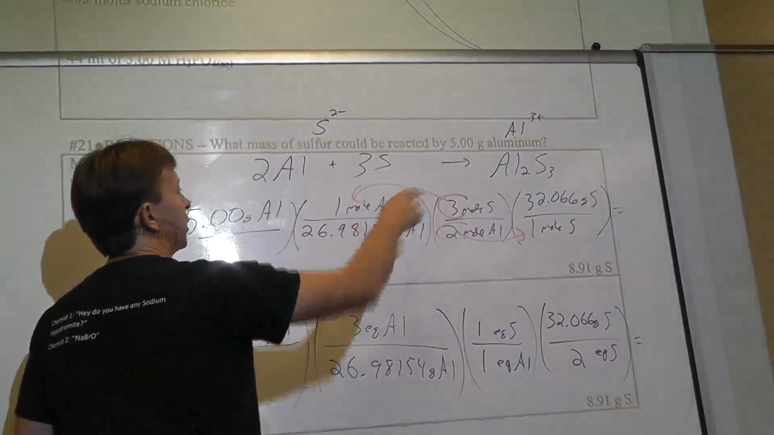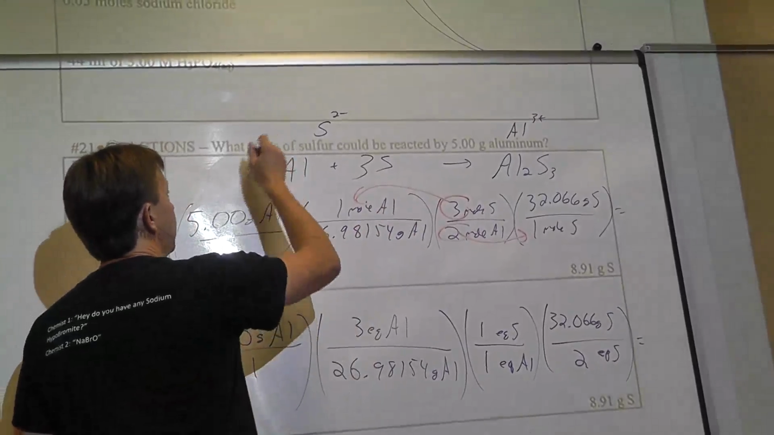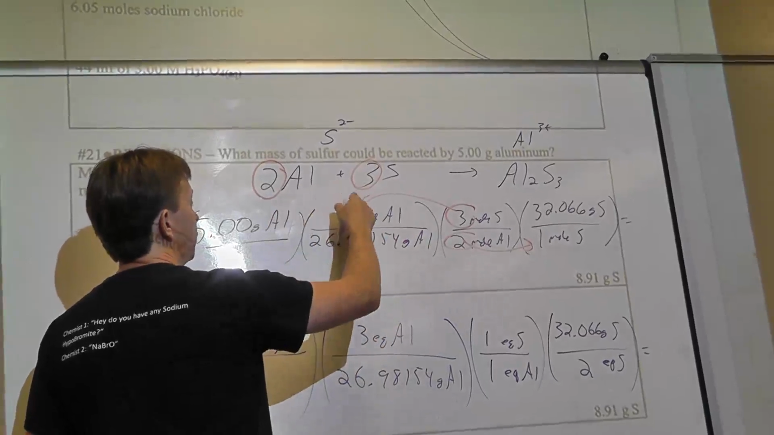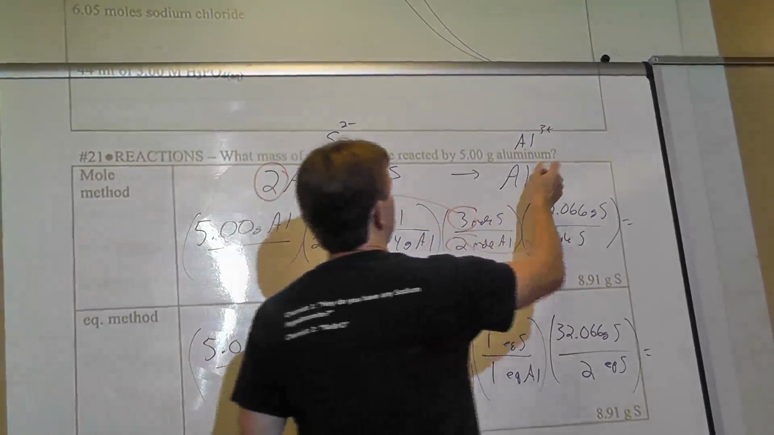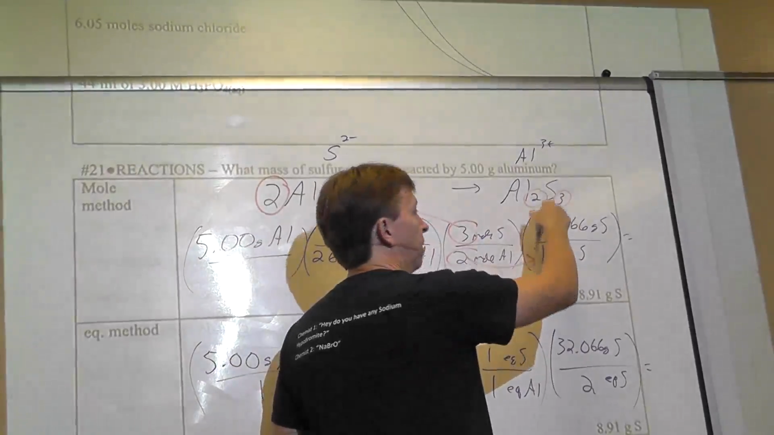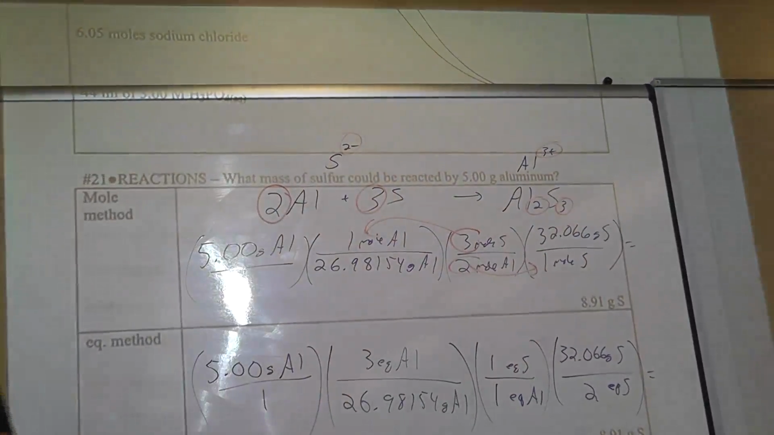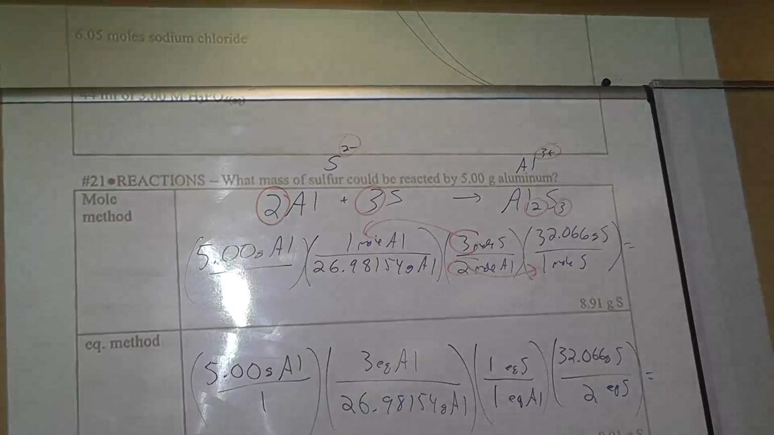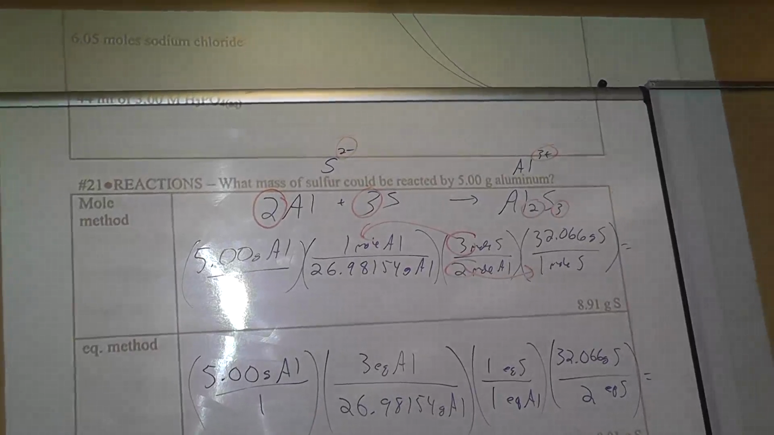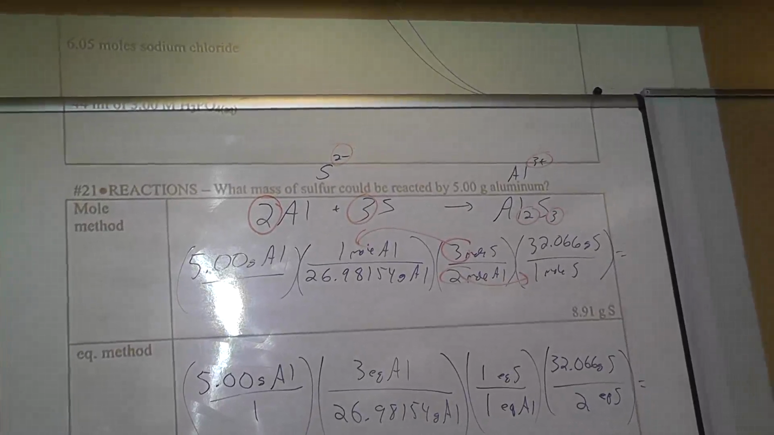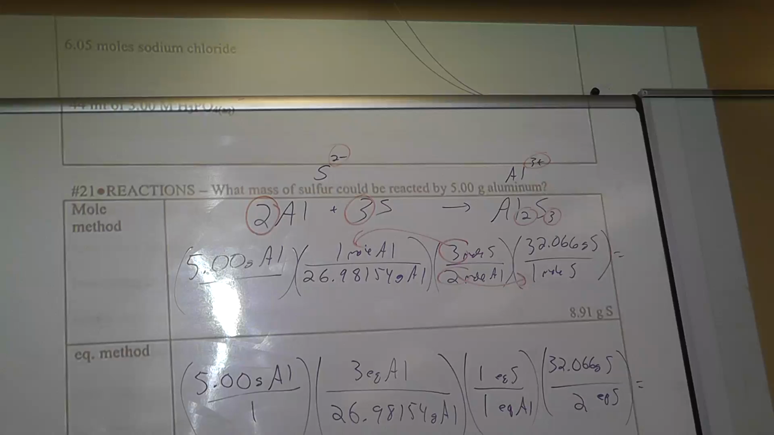But if you think back to this balanced equation, these coefficients that we used in the calculation are what they are based on these subscripts, right? And these subscripts are what they are based on those charges. So why not just go ahead and calculate on charge? Does that make sense? It's a shortcut system where you don't need a balanced equation.